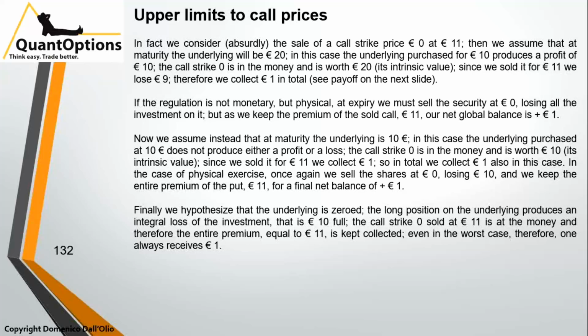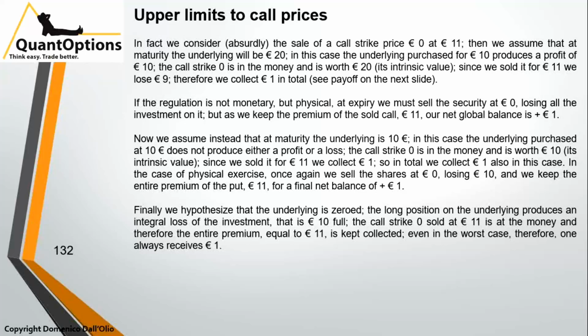in this case. In the case of physical exercise, once again we sell the shares at 0, losing 10, and we keep the entire premium of the put, 11 euros, and once again the net balance in the end is 1 euro. Finally, we hypothesize that the underlying is zeroed.